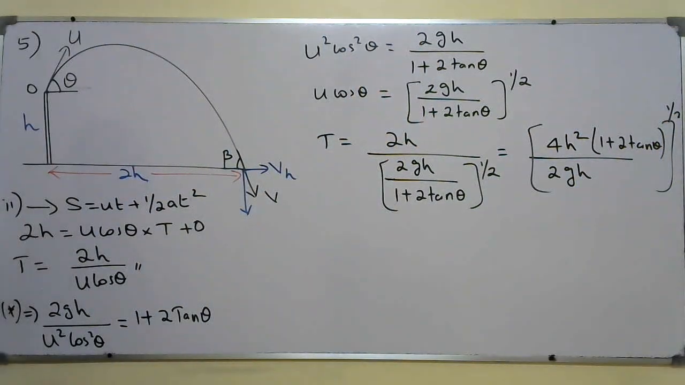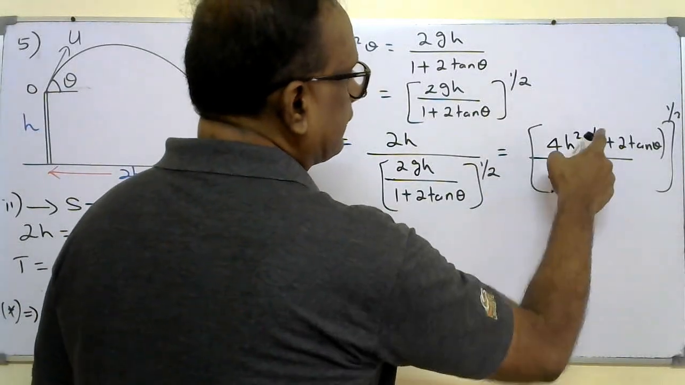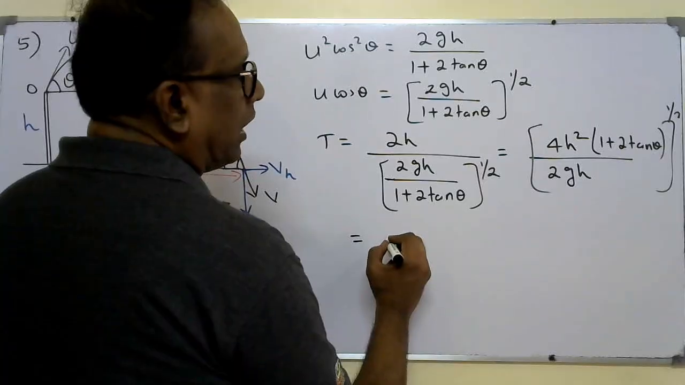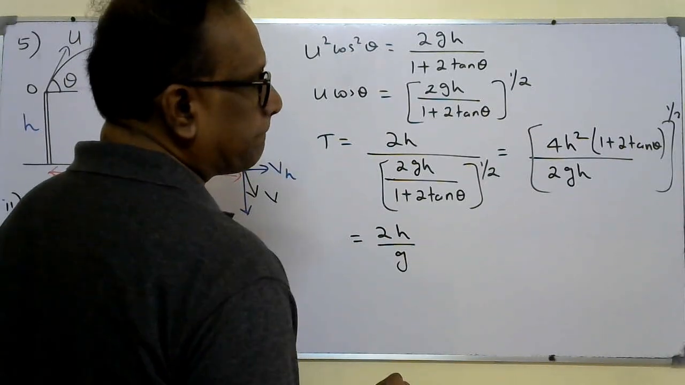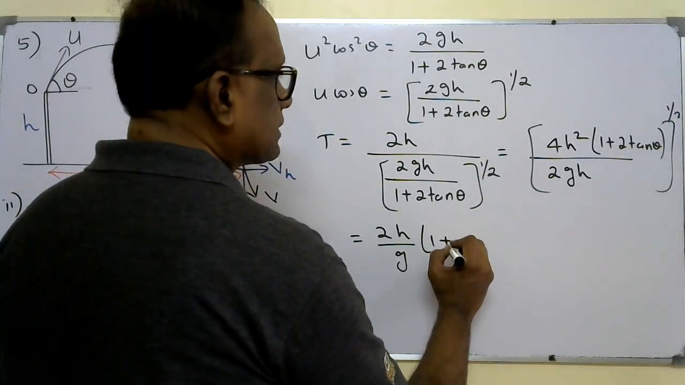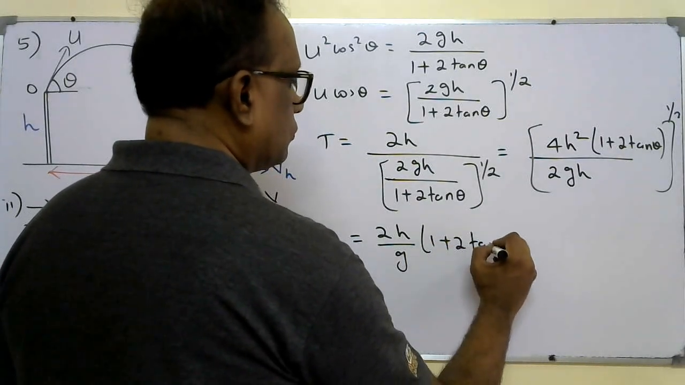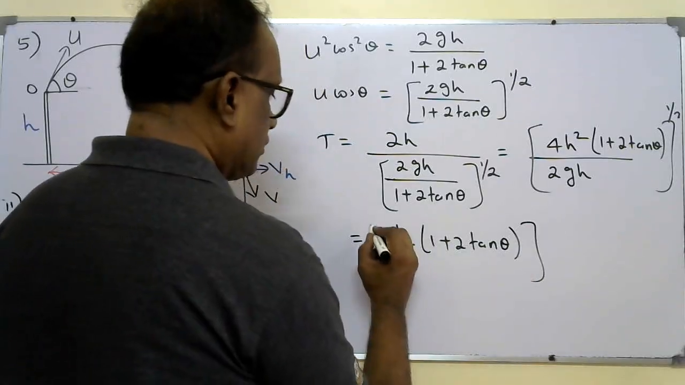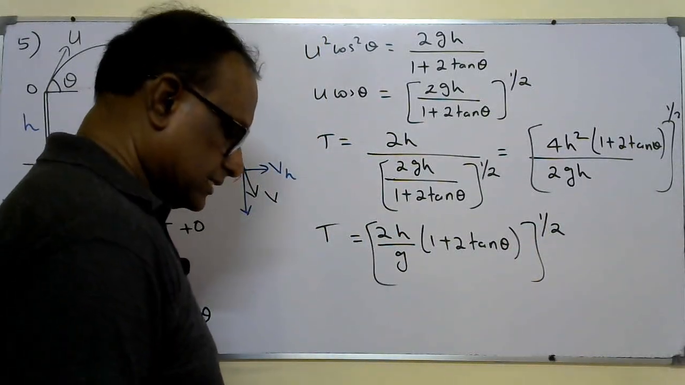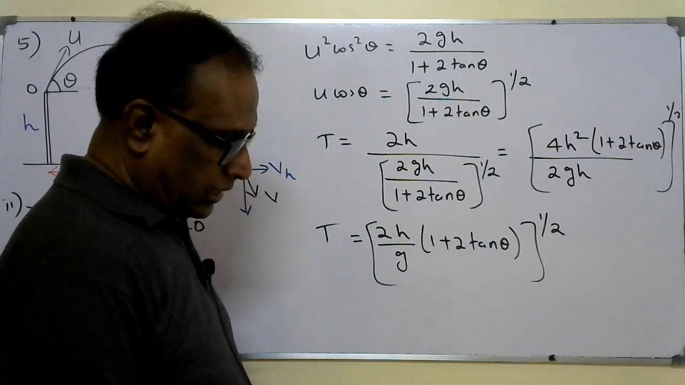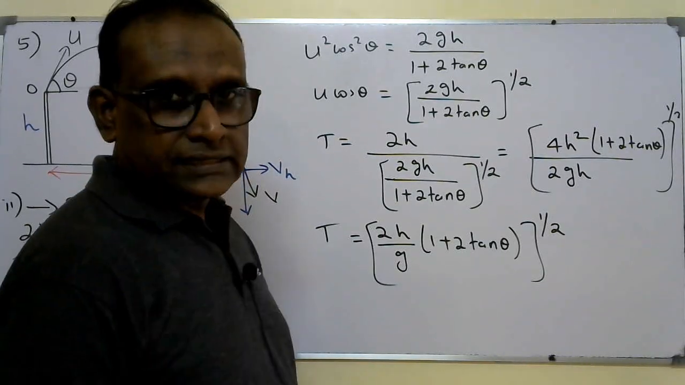There's nothing wrong. Yeah, so 2h will get cancelled. So it's going to be 2h over g, times 1 plus 2 tan theta, to the power of half. I think that's the answer they asked to show. Yeah, 2h over g (1 plus 2 tan theta) to the half. Yes, we got the answer.